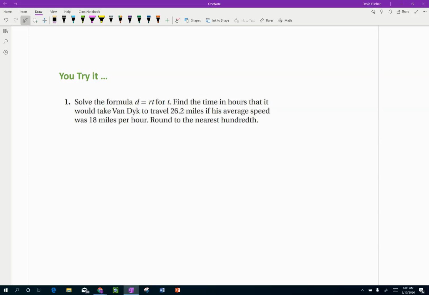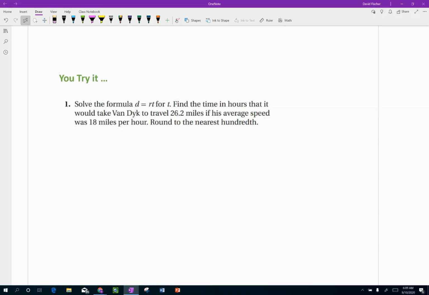Here it says, solve this one. It says solve D equals RT for T. Find the time in hours that it would take him to travel 26.2 miles if his average speed was 18 miles per hour. So we can use that same formula. Oh, we're solving for T now.